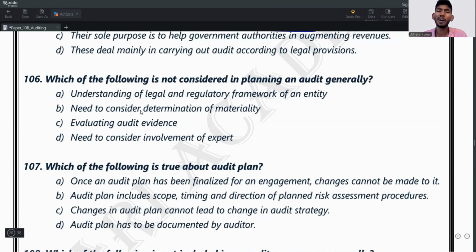Then, evaluating audit evidence. Here, evaluating audit evidence is done after the audit planning, right? So it's not prior to the audit planning. So it is not considered in planning an audit generally.